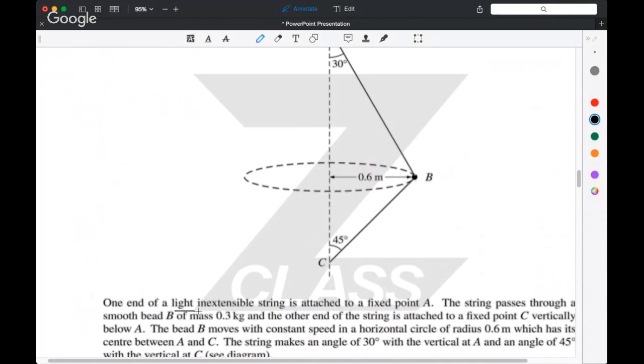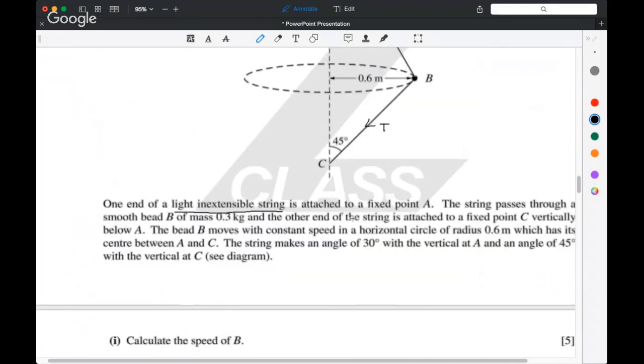That's that guy. Because the string is light and inextensible, the tension is the same everywhere in the string. So that tension is the same as that tension. And that's important because the first question is asking you to calculate the speed of B.